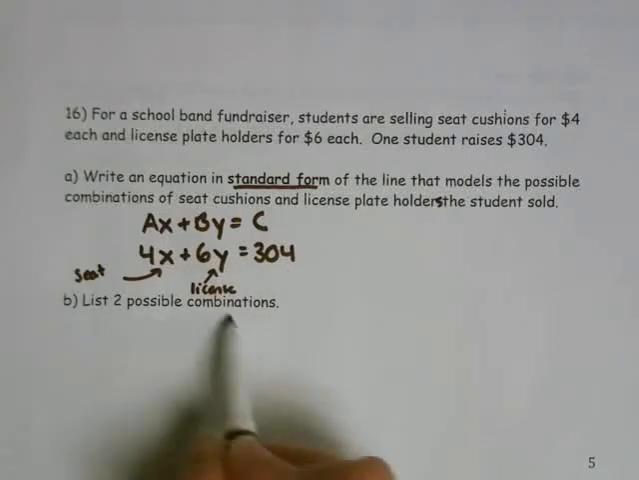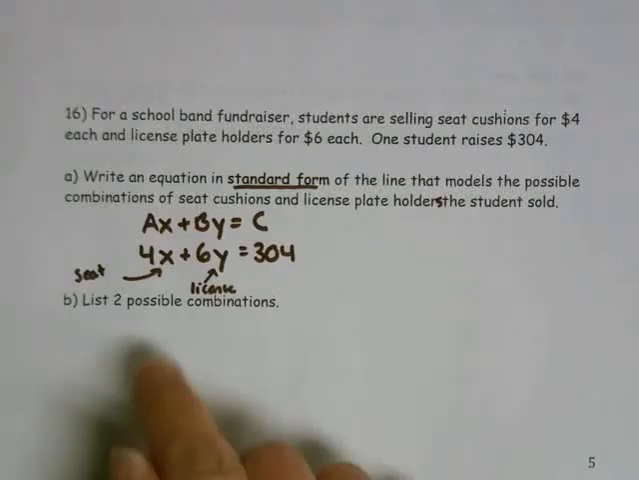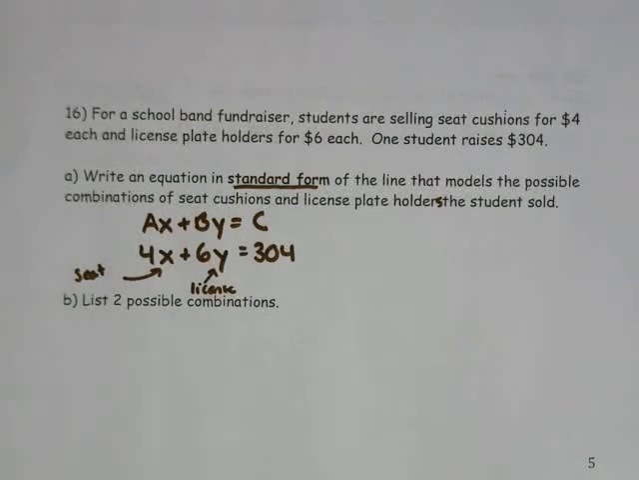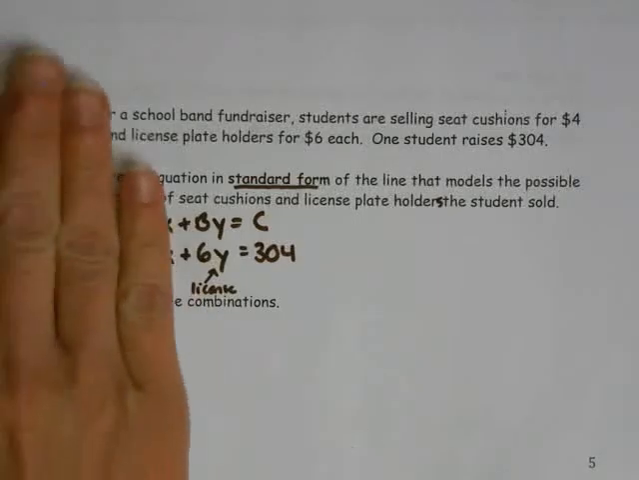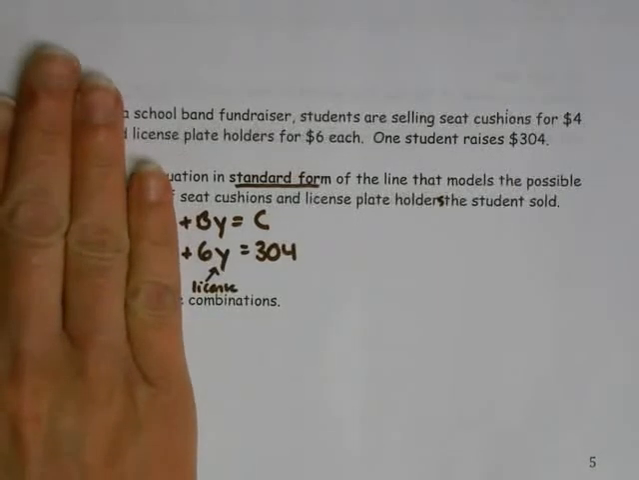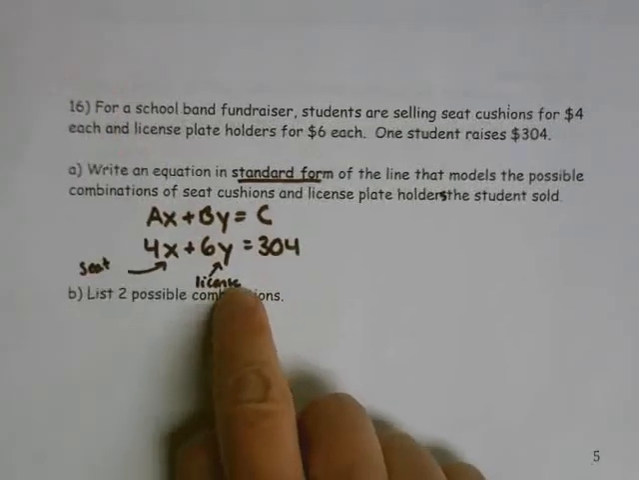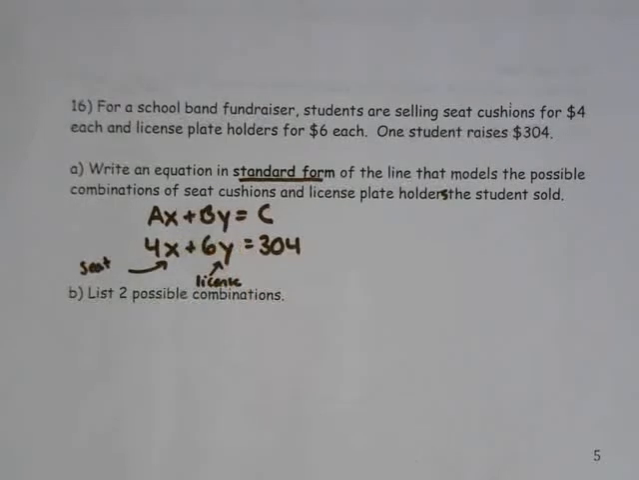So how do we find out some combinations? If we know they sold $304, how would we find combinations? Well, what if they didn't sell any seat cushions? What if they sold 0 of those? Could you plug in X equals 0 and find out how many license plates they could have sold? Yep. What if they didn't sell any license plate holders? Plug in 0 there. Could you find out how many seat cushions they could sell? That would give you 2 possible combinations.